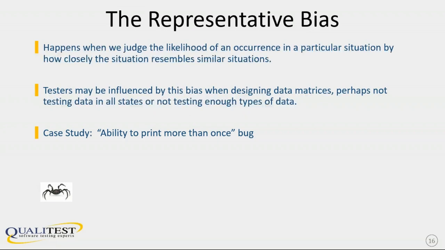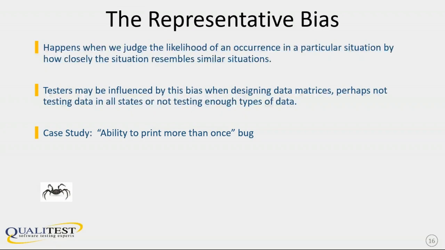I had a bug once with one of my teams. One of the things that we needed to test was the print function. So we printed once. Well, we didn't think to try to print the same thing again. And we missed that bug. We just judged that because it printed once, it would print every time. That was our representative bias at work.